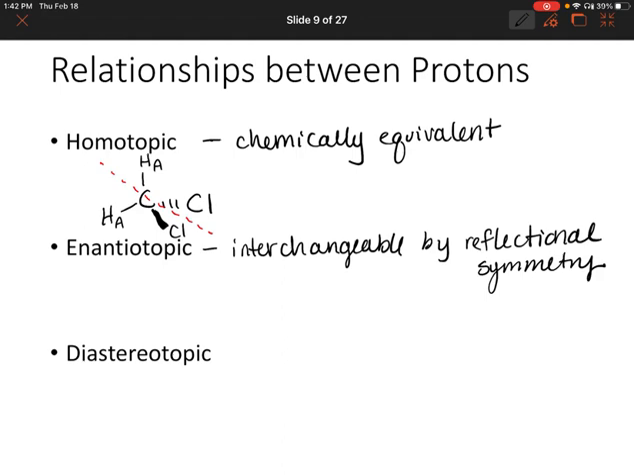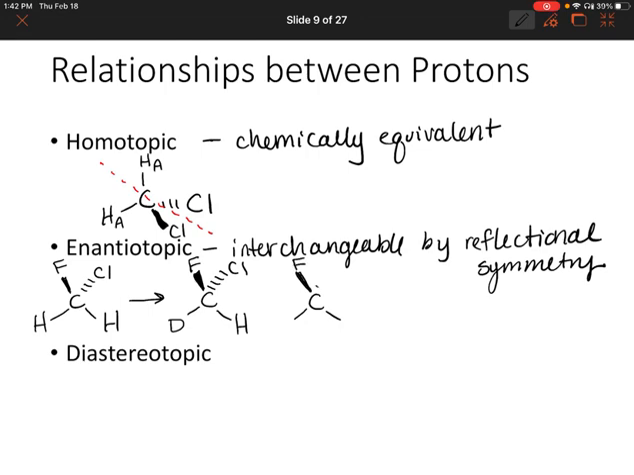So let's say we have the following. We have two hydrogens bonded to the same carbon, and then we have a fluorine in a wedge and a chlorine in a dash. Now let's replace one of those hydrogens with deuterium, and then we'll flip them, kind of similar to what we just did on the last slide. So let's replace the left hydrogen with deuterium, and then we'll compare that to the opposite scenario. We'll replace the right hydrogen with deuterium.